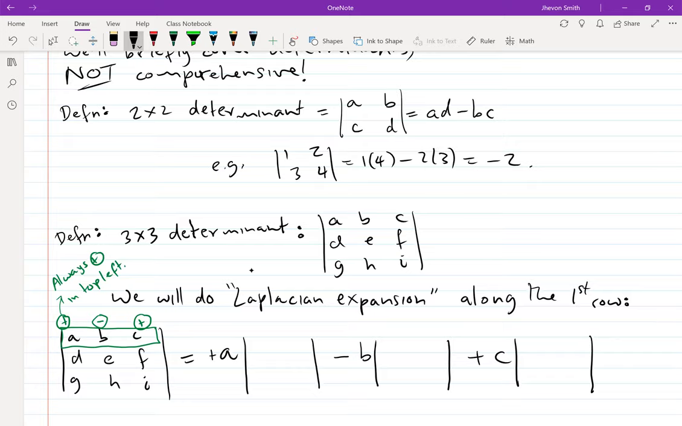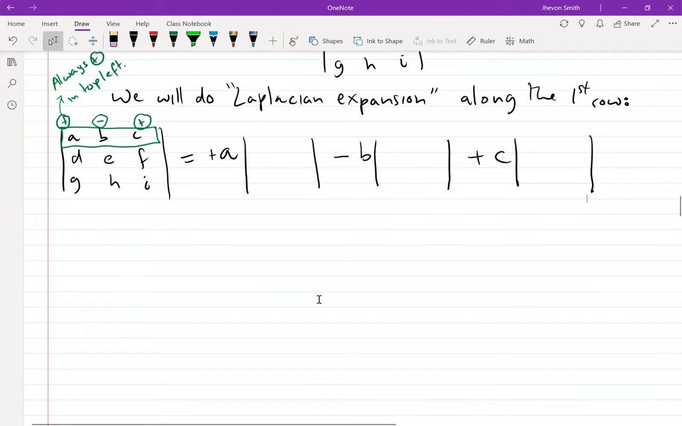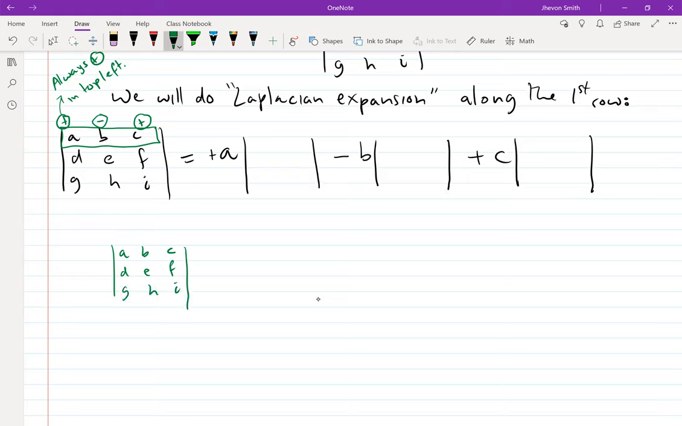Now, how do you get the 2x2 matrices? The first one is found thusly. If you look at the matrix A, B, C, D, E, F, G, H, I, when you're focused on the A, you're going to block out in your mind everyone in that current row and column, and the resulting entries that are left over are what you're going to put in here. So this would be E, F, H, I.